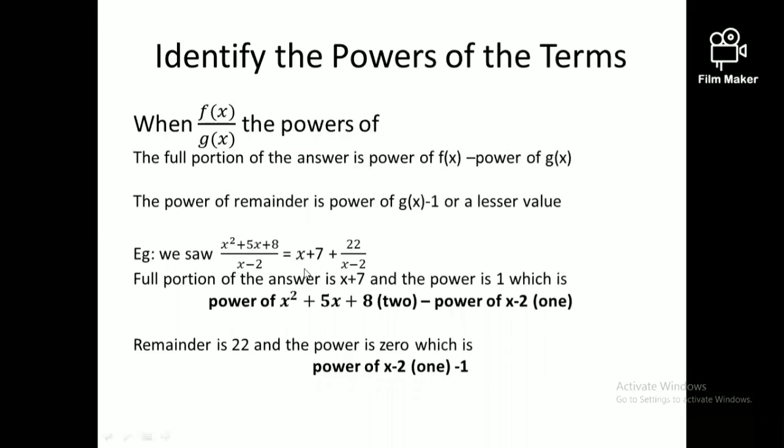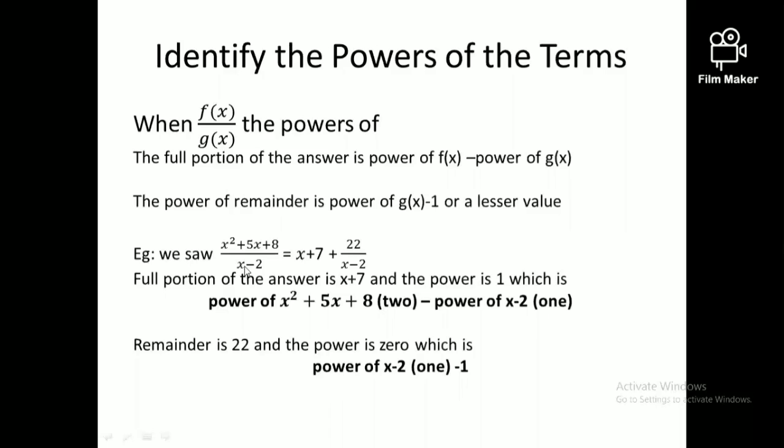How do you get the power over here? Simply, the power in the function we have to divide is 2, and the power of the divisor is 1. So if you subtract the power of the divisor from the power of the dividend, that gives the power of this answer. Let's see how to use this in future examples. We also have to understand the power of the remainder. The power of the remainder is 1 less than the divisor.